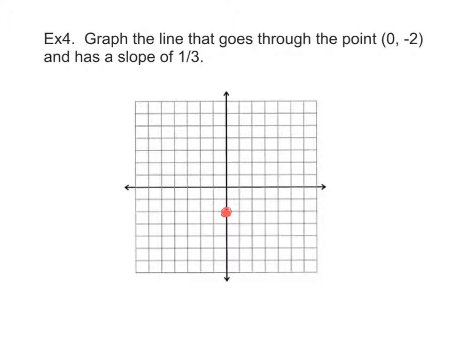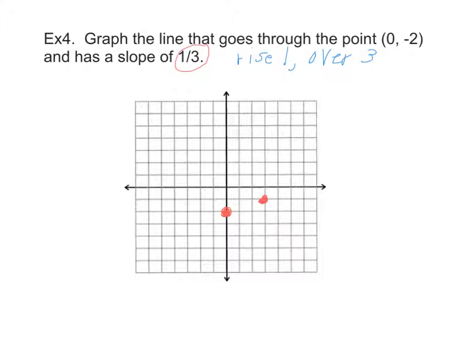The slope of 1/3 is telling me how to get to the next point. Remember, slopes are ratios, they're fractions. So the top number is going to tell me my rise, and the bottom number will tell me my run. This is telling me it's a rise of 1, or in other words, up 1, and it's a run of 3, or over 3. So from this dot, I'm going to count up 1 unit, and then over 3 units. 1, 2, 3. And put another dot there.